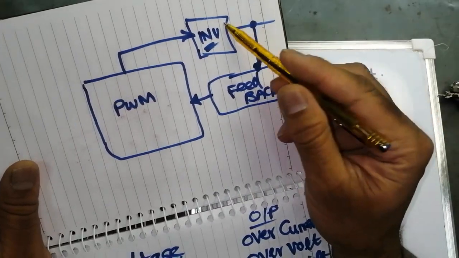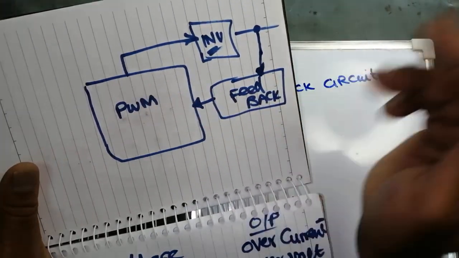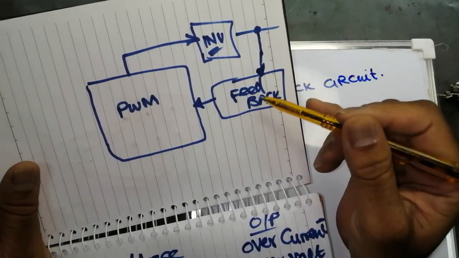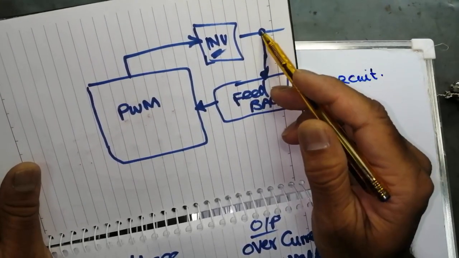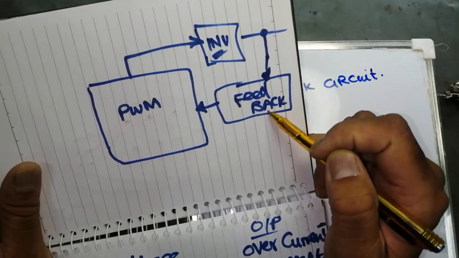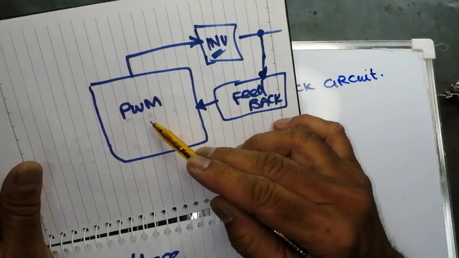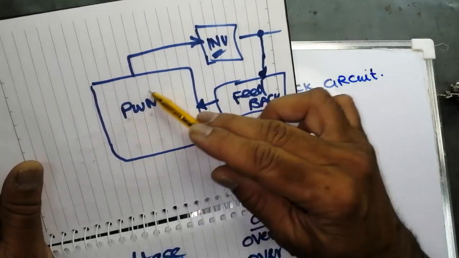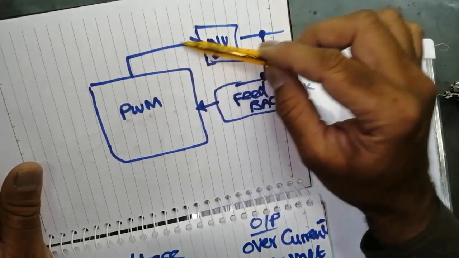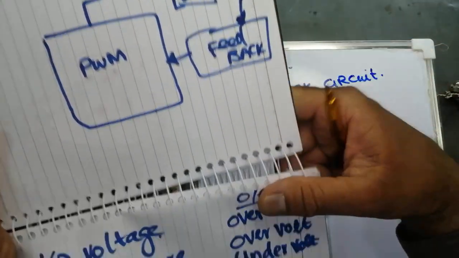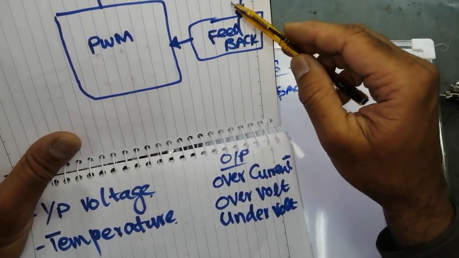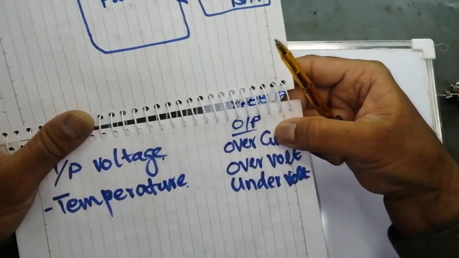Here I have a complete circuit: pulse width modulator, feedback circuit and inverter circuit, chopper circuit. The feedback circuit will sense the level of the voltage and give it to the pulse width modulator to increase or decrease the switching level to get the required voltage level. There are many types of regulation.